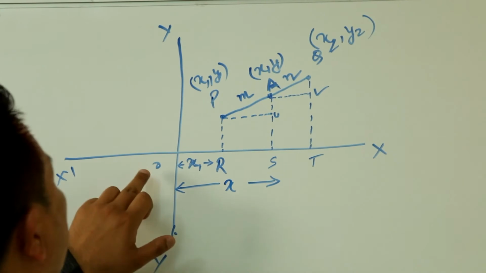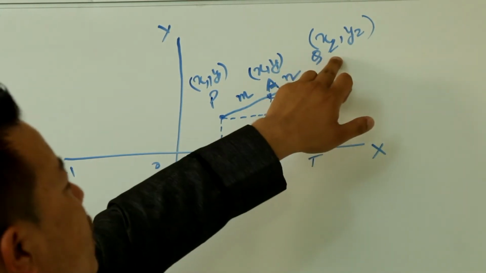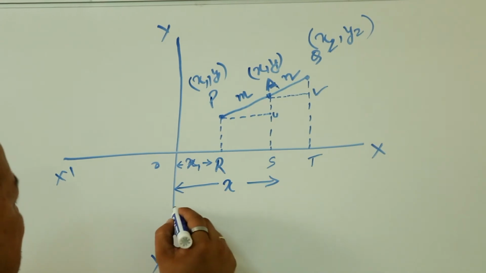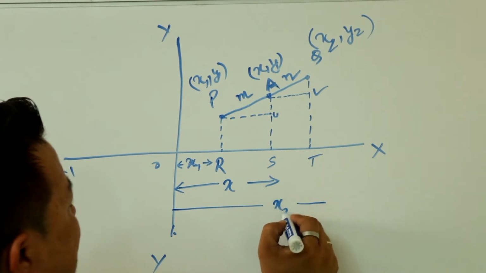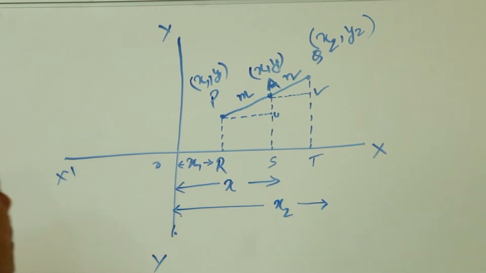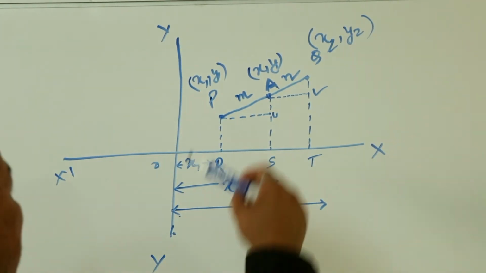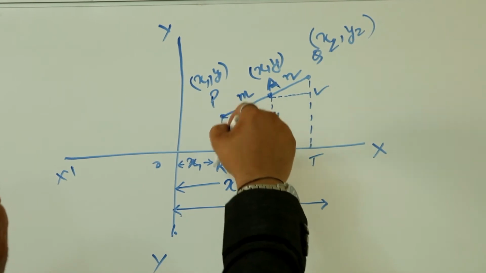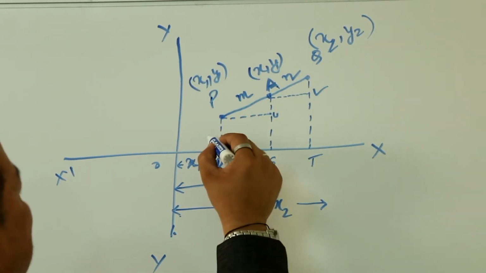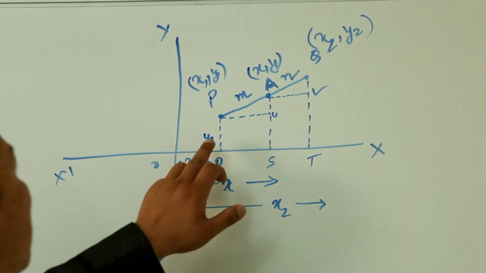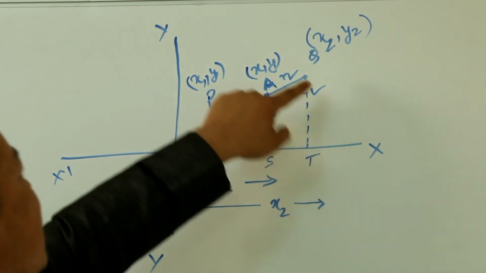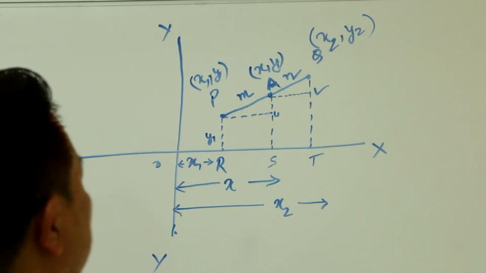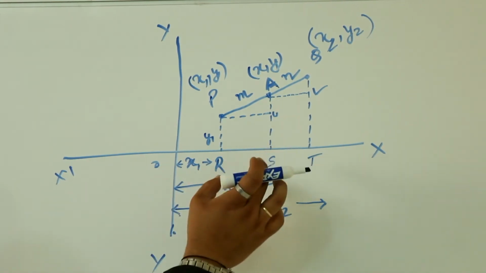And what is the distance of OT? The distance of OT is x2. Similarly, now, what is the distance of PR? y1. And what is the distance of AS? Similarly, what is the distance of QT? y2.